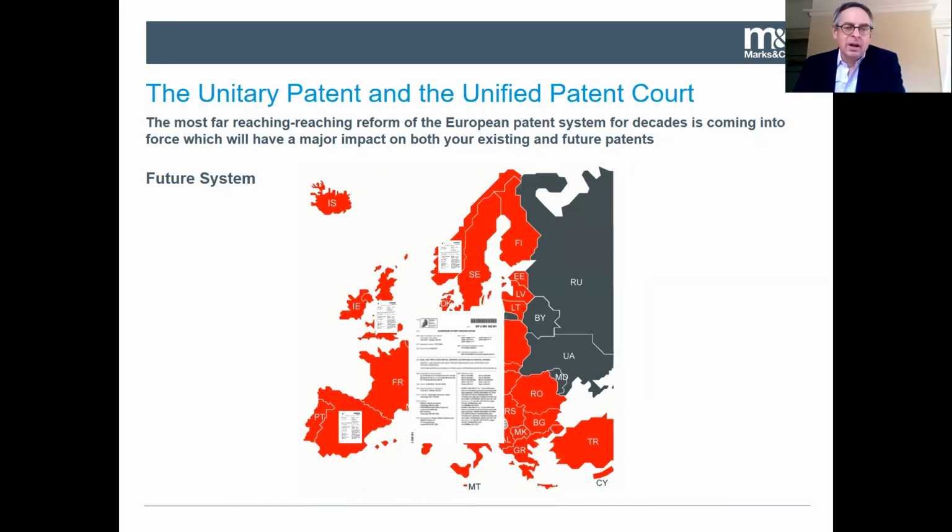The applicant can either validate in a number of national jurisdictions just as before, or the applicant can choose to validate the European patent as a unitary patent. And what that will mean is that across all the participating countries in the UPC system, there will be a single unitary patent, and that will be litigated. It will stand or fall or be surrendered, and renewal fees will be paid as a single patent that covers multiple countries.